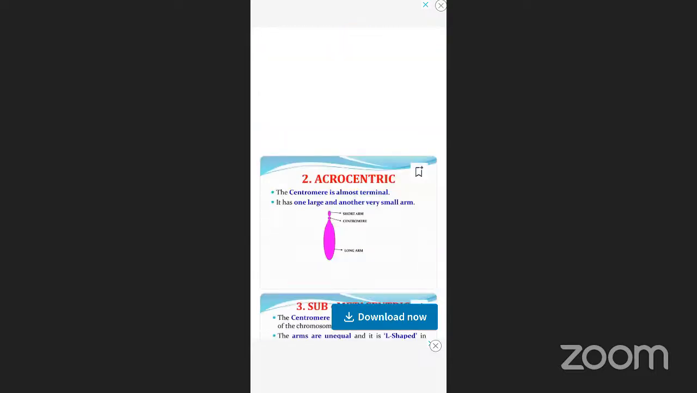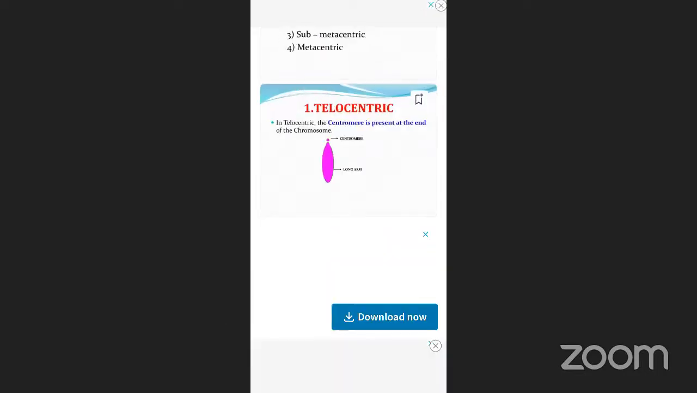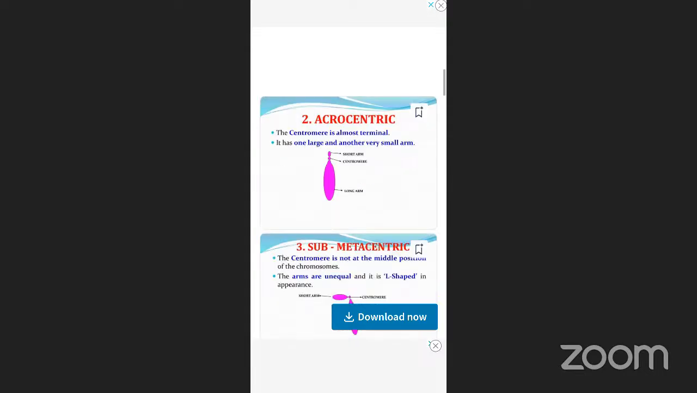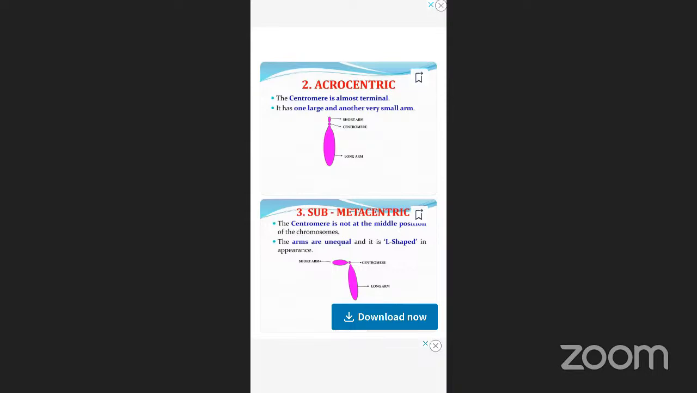Next, acrocentric. What is the meaning of acrocentric? The centromere is in the almost terminal, end portion. Acrocentric means the centromere is almost at the terminal portion. One arm is large and the other is very small. Then submetacentric. The acrocentric chromosome is rod shaped.